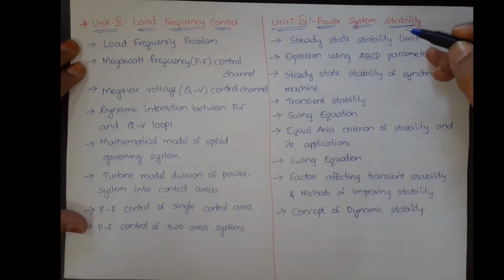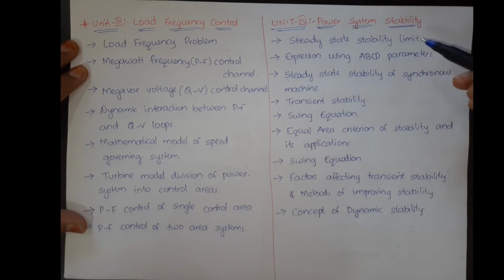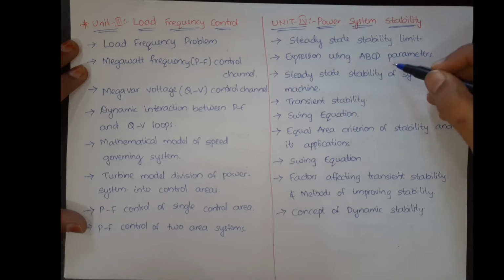Next, coming to unit 4, that is power system stability. So actually, what are the different stability problems that arise in a power system, that we will be learning in this unit, power system stability. What is a stability problem actually? So what is this term steady state stability limit, right? We also study this in control systems, but here from the power systems point of view, what is the steady state stability limit? Then how to represent it in ABCD parameters.